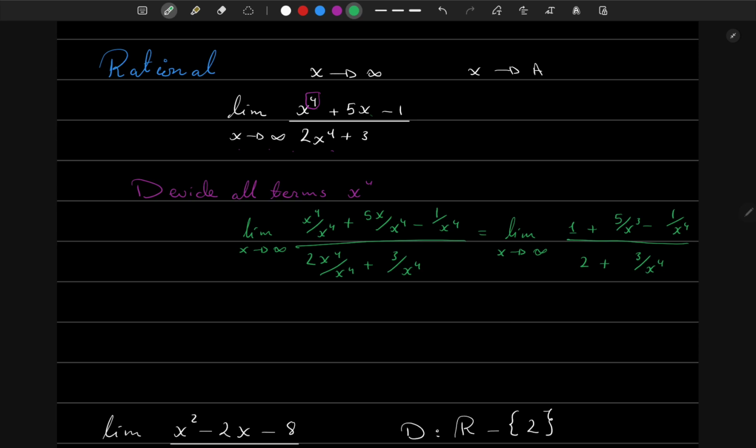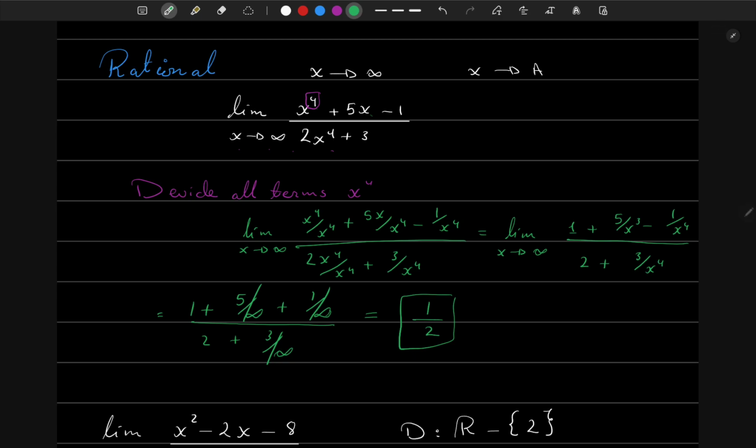And now I can substitute all of the x's by infinity. So it equals 1 plus 5 over infinity plus 1 over infinity divided by 2 plus 3 over infinity. Now this is 0, 0, 0. So what I'm left with is 1 over 2, and that's the limit of the function. So the limit of this function when x approaches infinity is just 1 over 2.